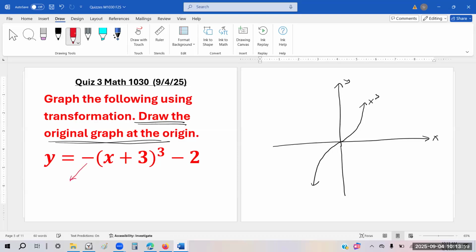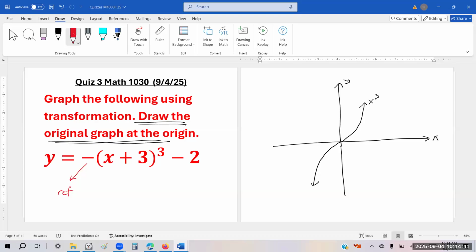So negative means reflection. It's fine, as long as he has something for the original one. I didn't draw the original, so I get... So you're going to lose points. I already said, remember, the original graph is 1 point. Exactly, read the directions. So 1 point for the original, 1 point for each transformation, and 1 point for the correct shape. Okay, 5 points.